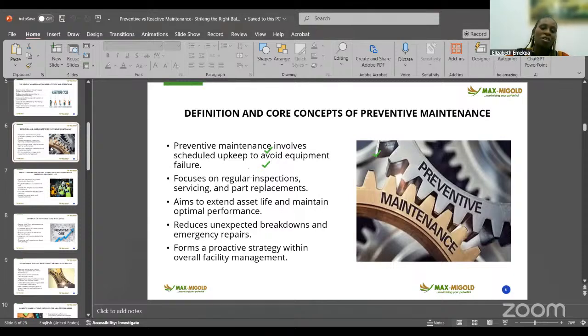Okay, so now we're going to define concepts of preventive maintenance. Preventive maintenance involves scheduled upkeep to avoid equipment failure. It's just what I've explained earlier. Are we together? I don't want this phone to go bad. What do I do? I put a phone screen guard, a pouch, right? And then every now and then, maybe every three months, I decide to change the screen guard. I decide to change the pouch. Isn't it? It's just simple.